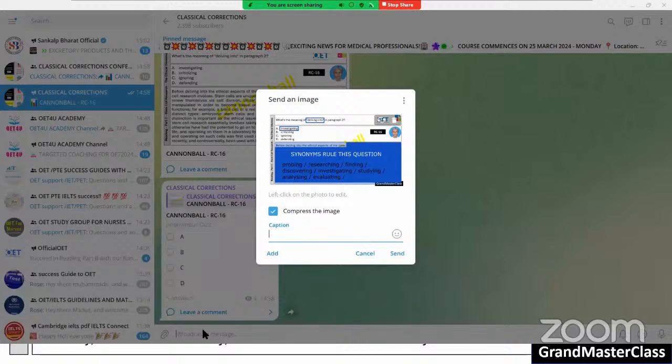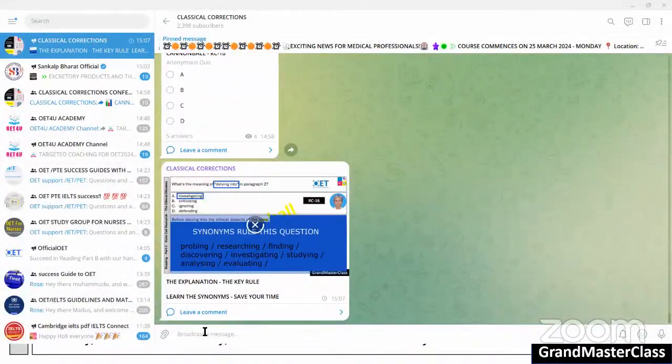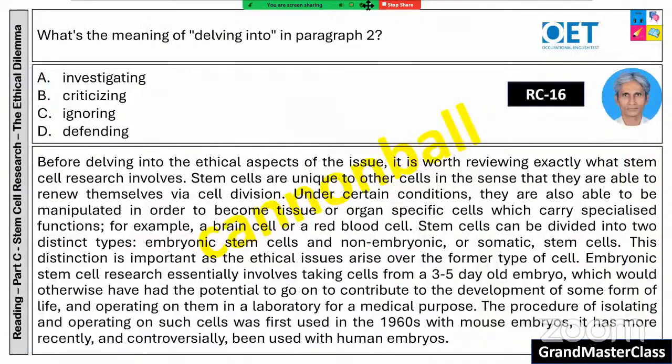Yes. The explanation. Learn the synonym. Okay. The explanation. The key rule is learn the synonyms and save your time. This is the point. Learn the synonyms and save your time.